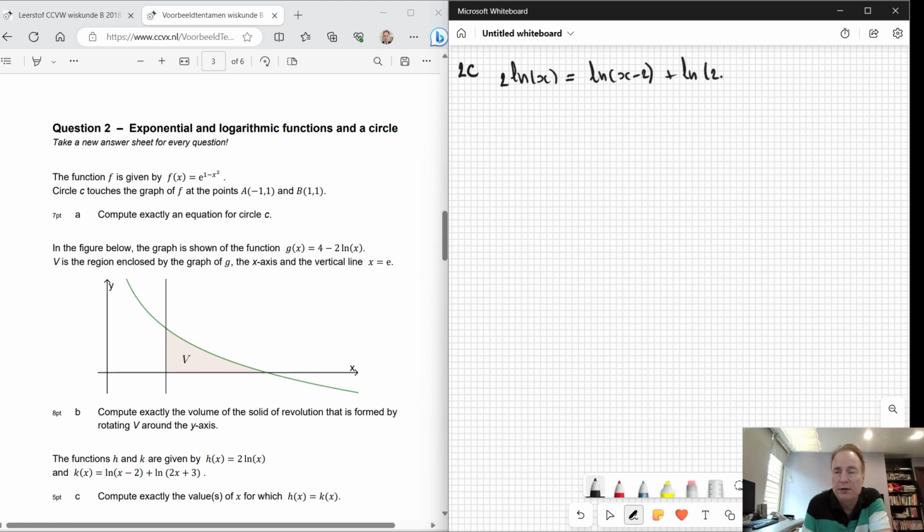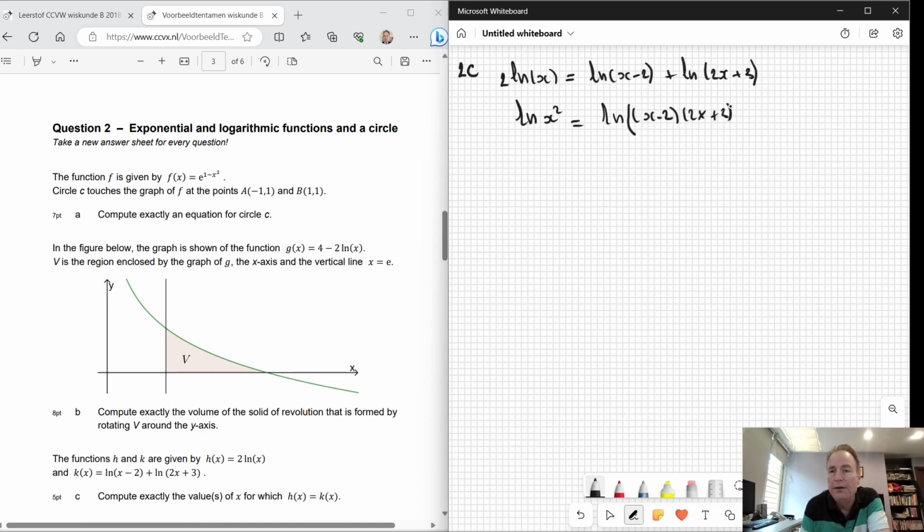Log 2x. And here we just combine them into kind of two logarithms on both sides. So we can say log x squared equals log of x minus 2, 2x plus 3.